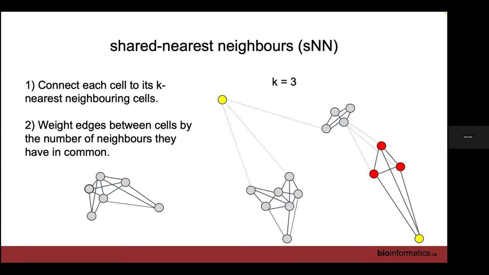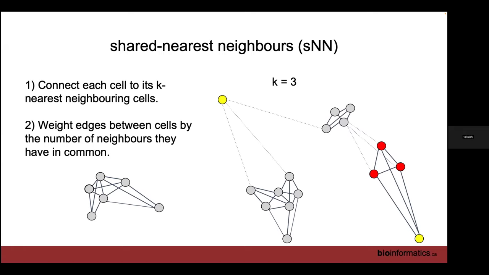To try and fix this, we instead do shared nearest neighbor networks. Here we take each cell, connect it to its 3 nearest neighbors, and then ask how many of those 3 nearest neighbors are the same as your next door friend's 3 nearest neighbors. So this yellow guy up at the top, its 3 neighbors are these 3 cells. None of them are neighbors to each other, so all of those edges get erased. They get turned into zeros because it shares 0 neighbors with those other cells.